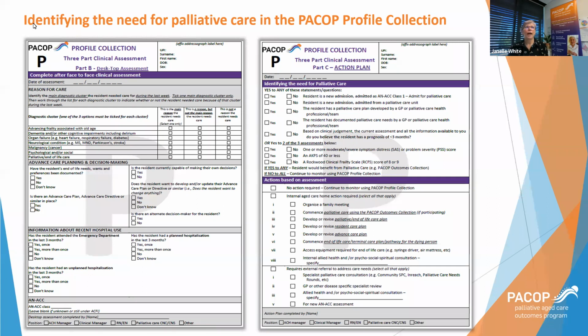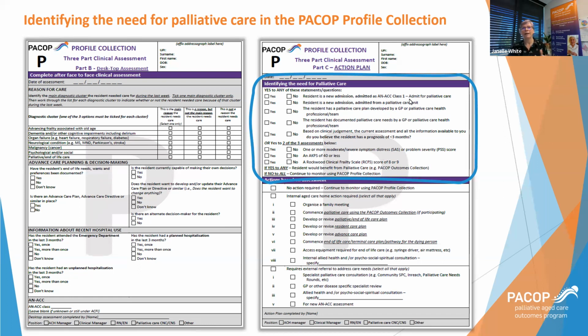This is just to show you how the profile collection identifies the need for palliative care. So in this form where I've highlighted here, it's got a really unique decision tool that helps staff, and this is particularly for staff who aren't confident in palliative care or recognising palliative care needs. It really builds confidence in staff. It's a unique decision-making tool with a series of questions that, after the comprehensive assessment has been completed, you can say, I'll just answer these few questions. So this is in the profile collection. It helps you make a decision: would this resident benefit from palliative care, and therefore the outcomes collection?